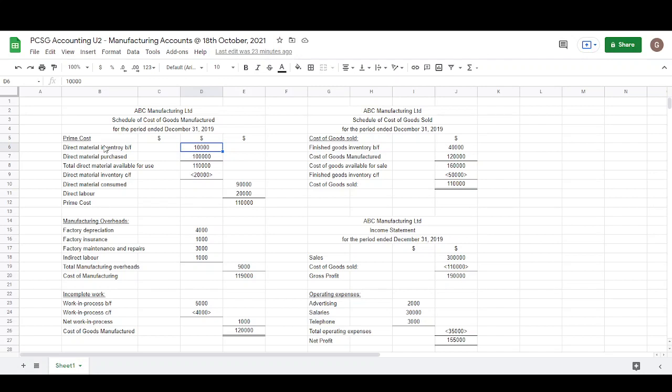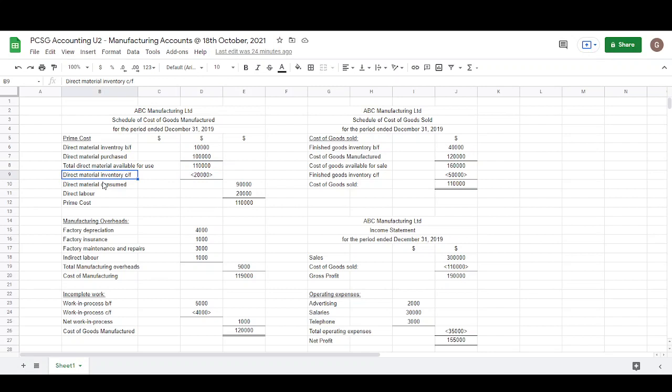The next line item is direct material purchased. This would be direct material that we purchased during this period for use during this period. I said that was 100,000. So we add the two of these. When we add our direct material inventory brought forward to our direct material purchased, we get our total direct material available for use, which would be 110,000 in this case.